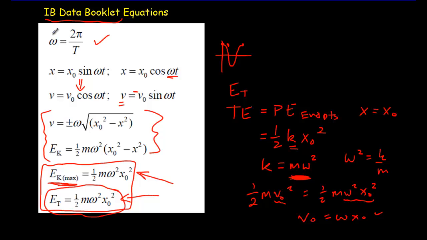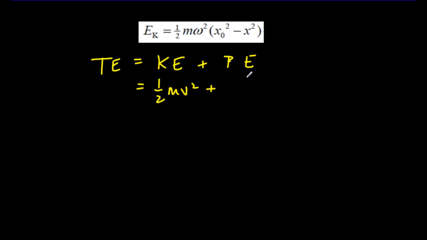Now let's go back and take a look at these equations here. This little expression is coming from conservation of energy. What it's saying is that the total energy has got to equal the sum of the kinetic energy plus the potential energy. So if I put in my expression for the kinetic energy, I'll just write it as a half mv squared. And my potential energy, which would be 1/2 kx squared, that's got to equal the total energy.